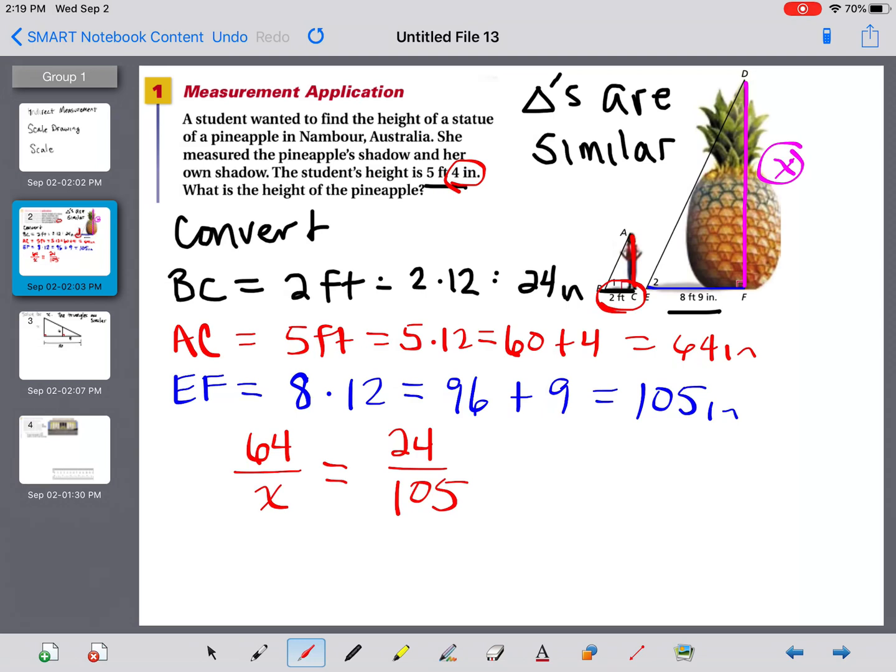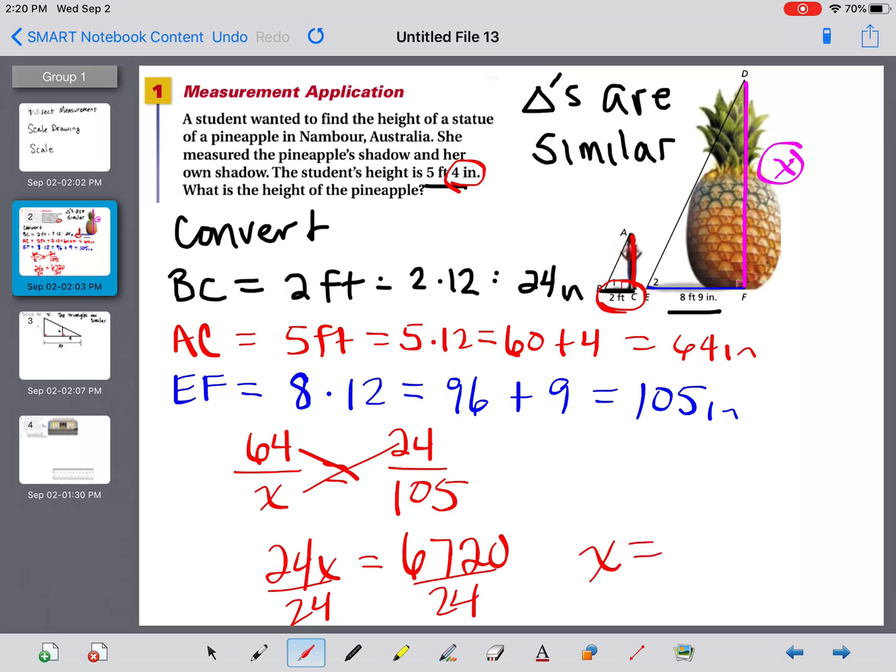And now we can do our cross multiplying, where we'd have 24x equals 64 times 105, which would be 6,720. To solve, we've got to divide by 24. And our unknown side would be 280 inches.